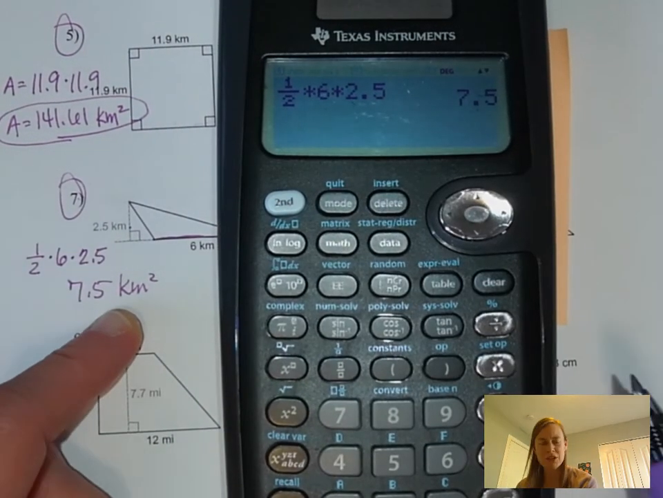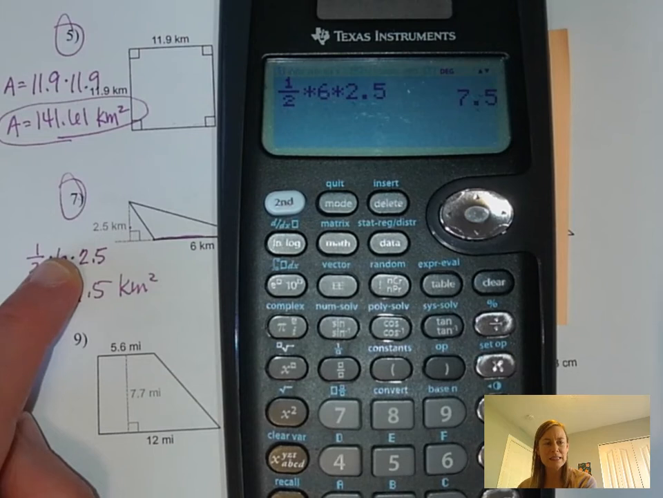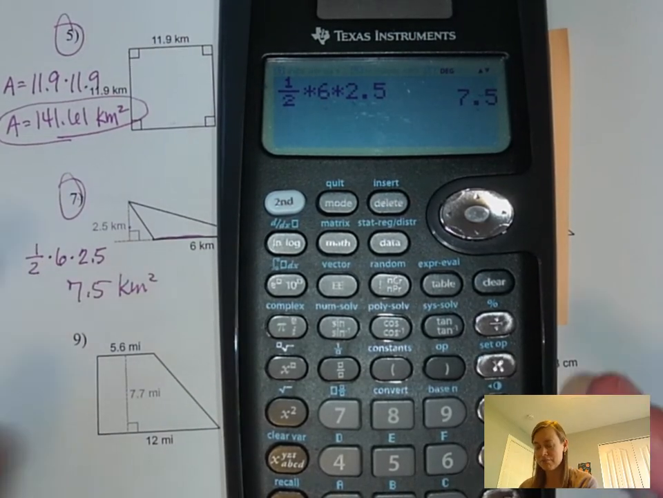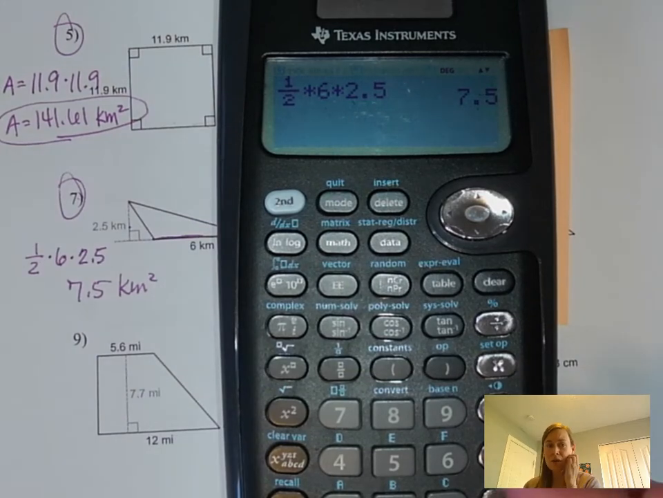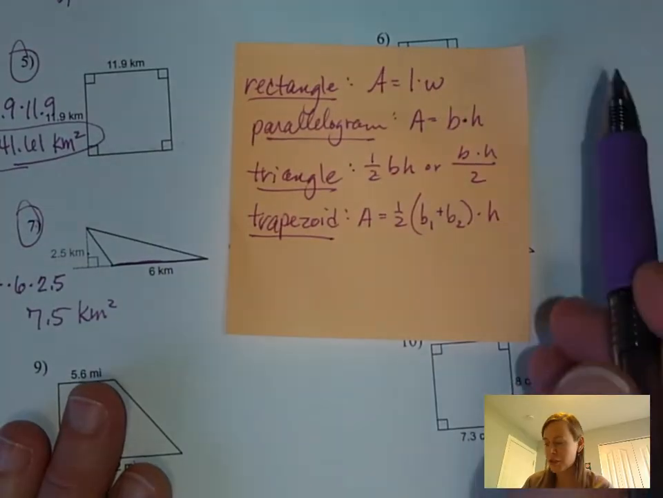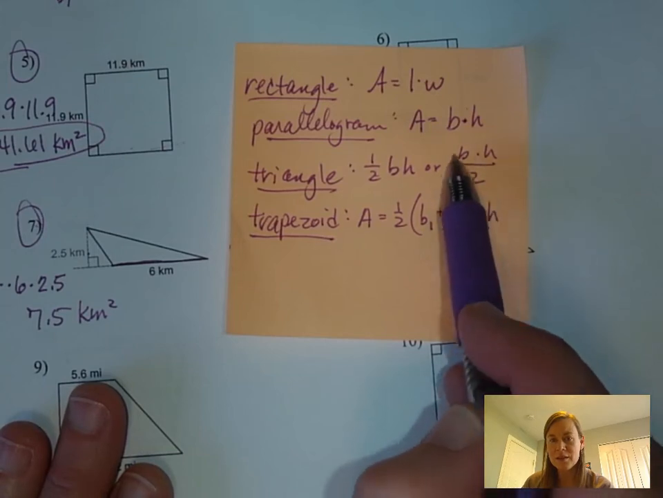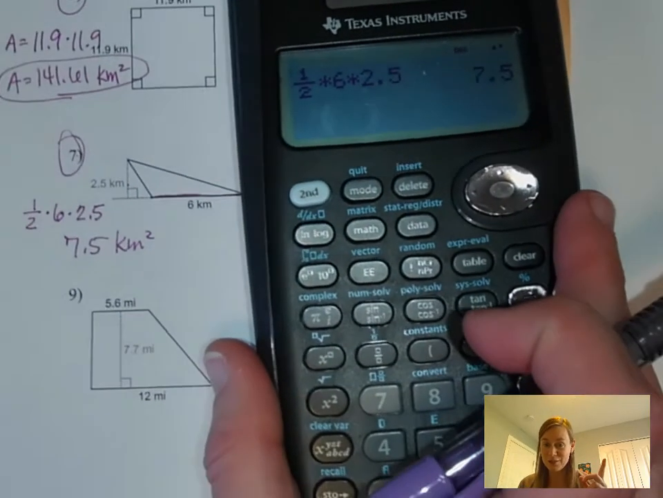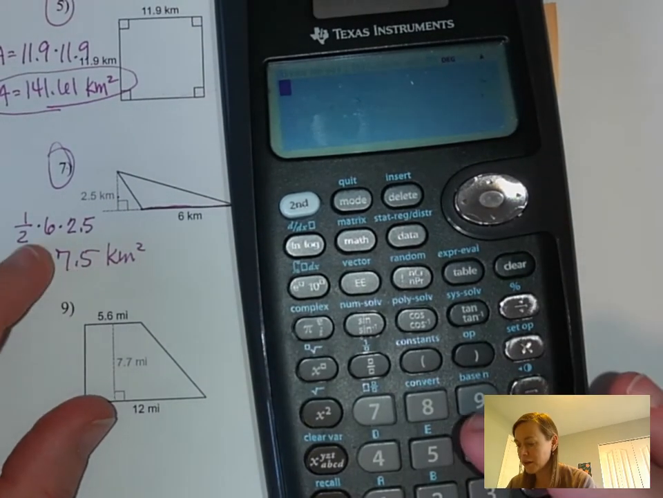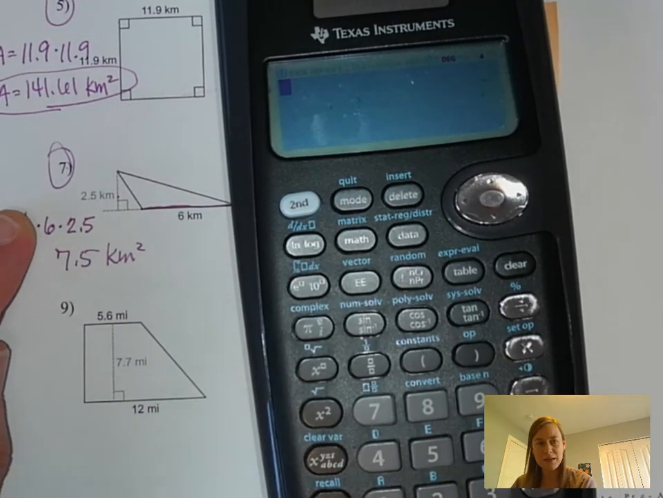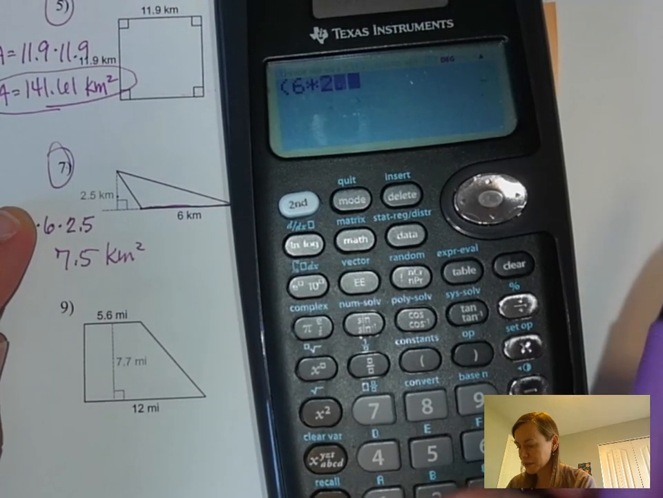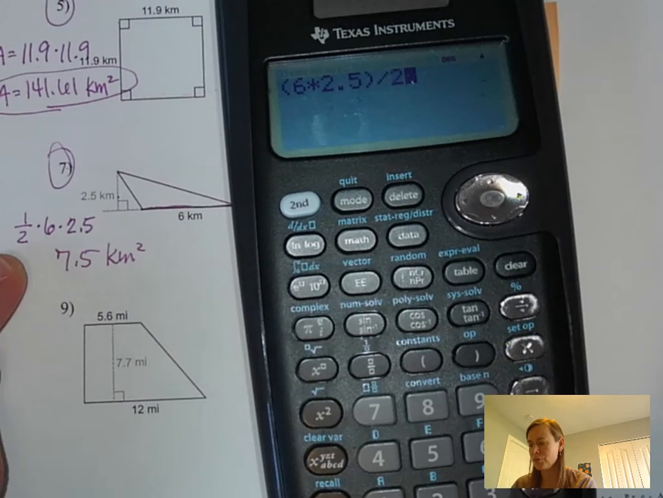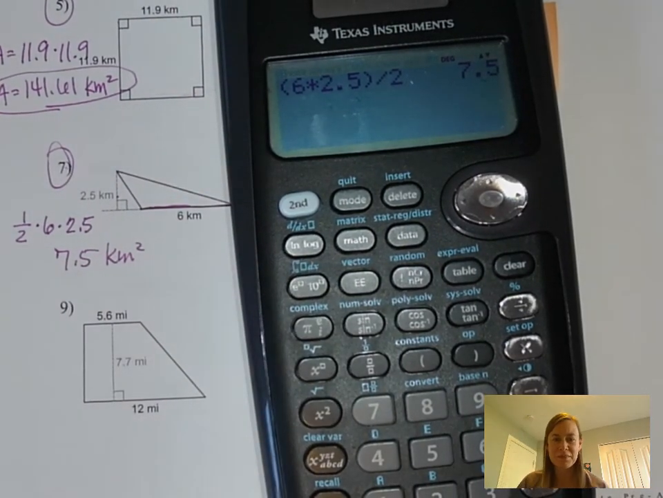What if you don't have a fraction button? Well, 1/2 times 6 is the same thing as 6 divided by 2. So you could just say 3 if you want. Or you could do this version of the formula, base times height over 2. Let's do that right now. So I'm going to use my parentheses. Don't forget your parentheses. For the base times the height, 6 times 2.5. Got it all in parentheses there. And then I'm going to divide it by 2. And you should get the same thing.